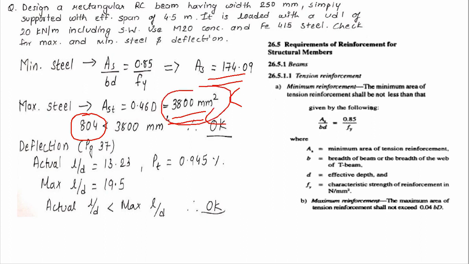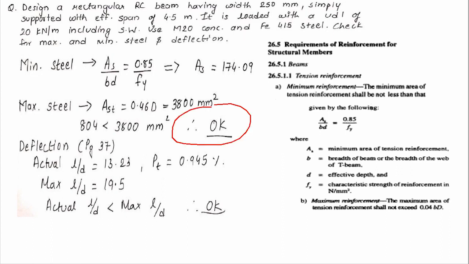So the steel that we have provided is okay, hence safe. Now moving on to the last check, that is the deflection check. And the deflection check, as we have seen in the previous video, can be found on page number 37. So pause this video and move on to page number 37. We will be referring to it again.